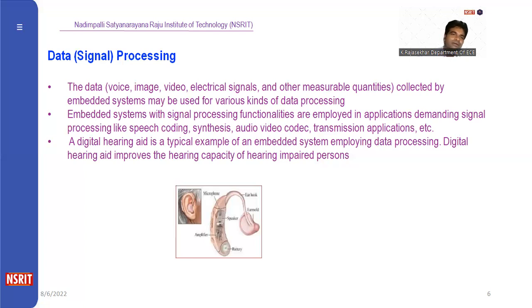The best example for the data processing is the digital hearing machine. The digital hearing machine improves the hearing quality of the impaired person. So this is the best example of the data processing.